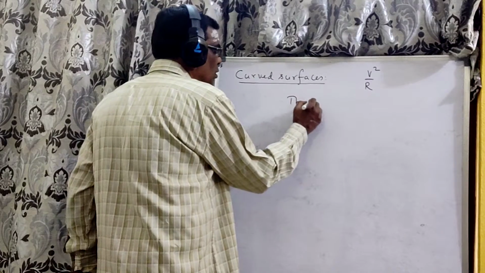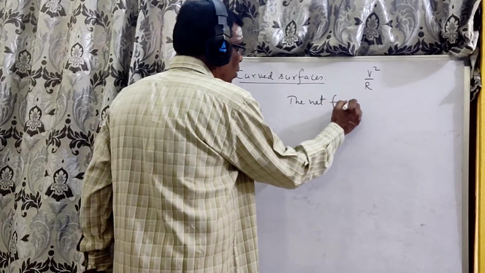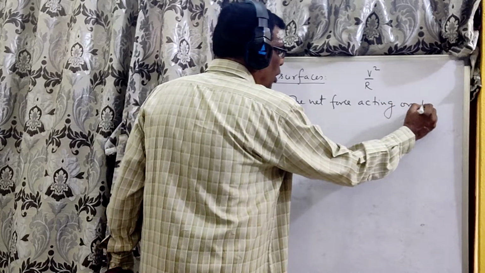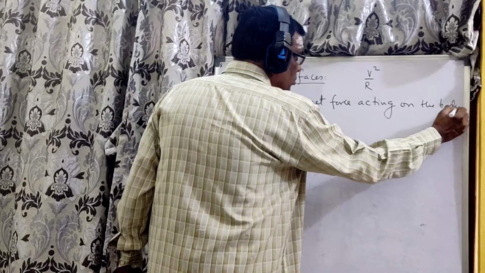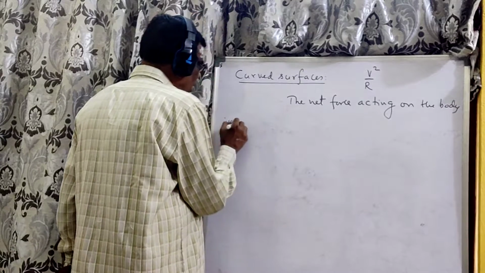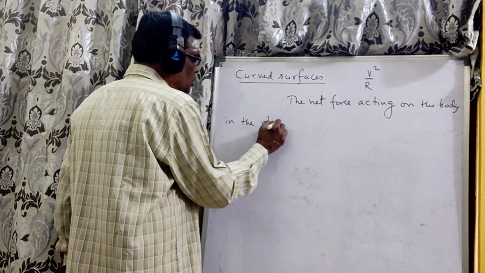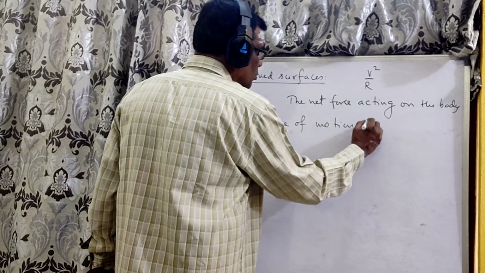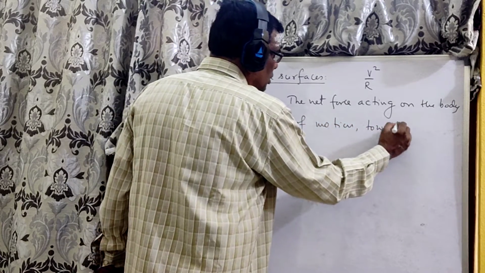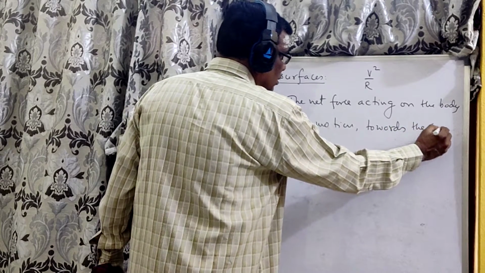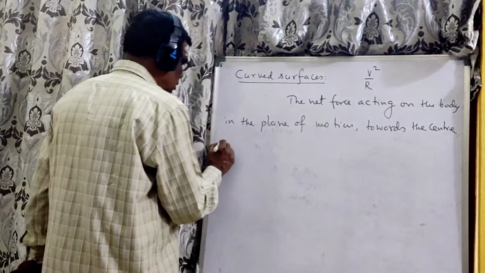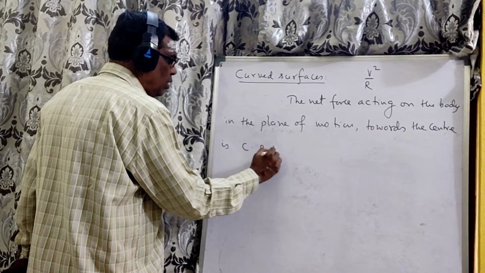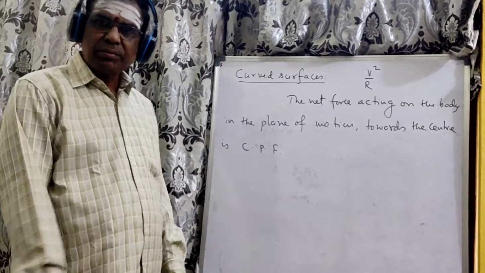Okay? Now, in this context, probably, I can define whenever a body is moving in a curvilinear path, the net force acting on the body in the plane of motion towards the center is called centripetal force.